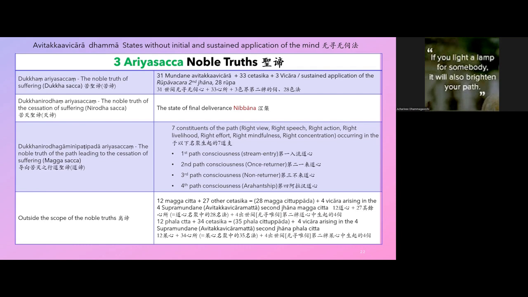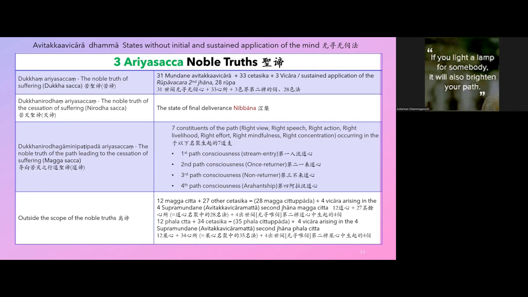Nibbana is nirodha sacca. And the third, magga sacca, here again, because we don't have vitakka and vichara classified under this term, we get 7 constituents of the path. Because samma sankappa, right thought, is not classified here.